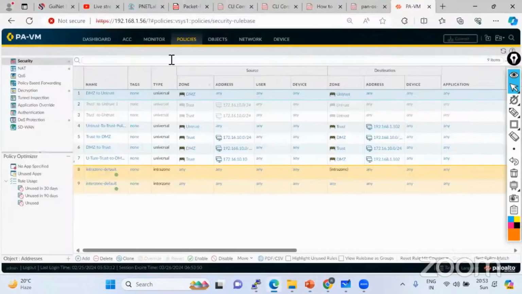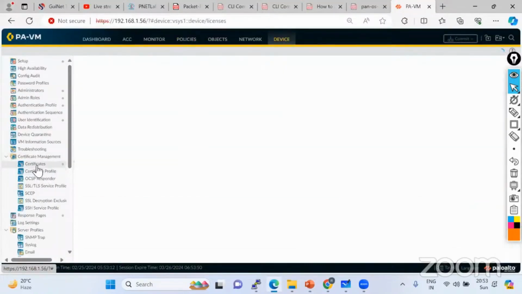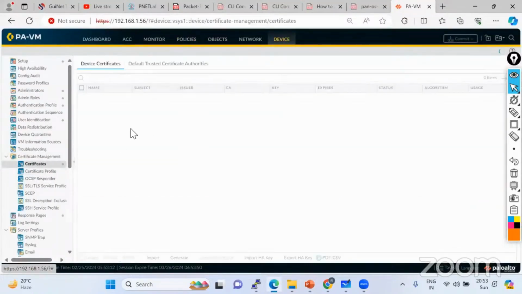We have to configure in the firewall how decryption is going to be configured. So we just have to do the certificate management, right? Based on the certificate management, we have to configure the decryption policies, and based on the decryption policy, the real-time traffic is going to be inspected.